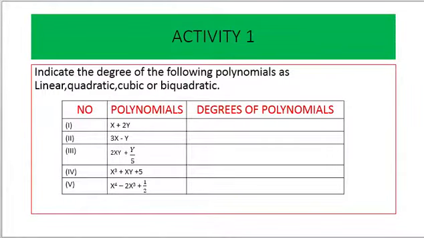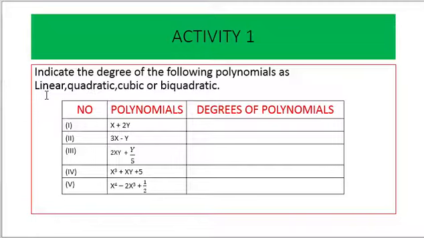After doing these degrees of the polynomials, students, we will do activities. Activity number 1 is to indicate the degree of the following polynomials as linear, quadratic, cubic, or biquadratic.